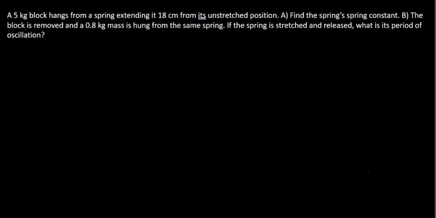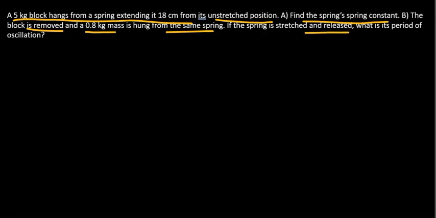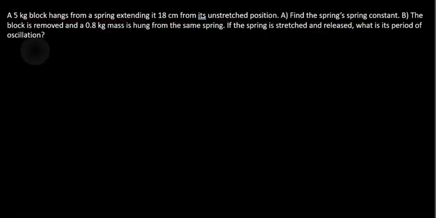Problem 3. A 5 kg block hangs from a spring extending 18 cm from its unstretched position. Find the spring's spring constant. Part B. The block is then removed and replaced with a 0.8 kg mass. And it's hung from the same spring. If the spring is stretched and released, what is its period of oscillation? So what do you have here?